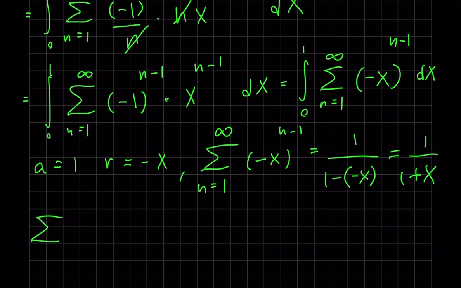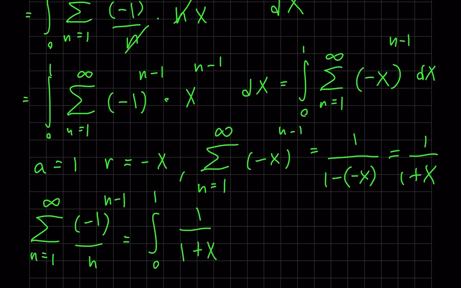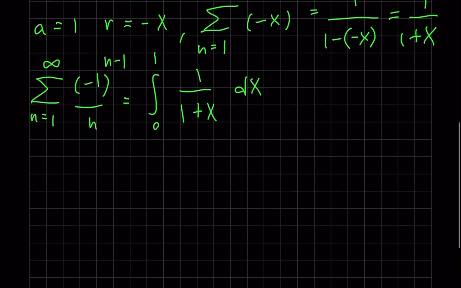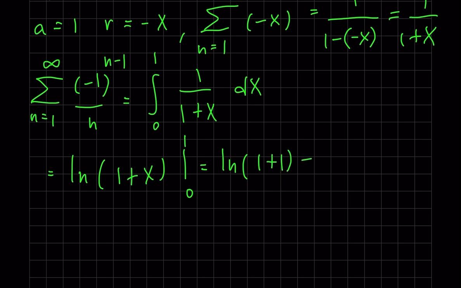So you could say that the sum from 1 to infinity of (-1) raised to n minus 1 over n is just the integral from 0 to 1 of 1 over 1 plus x dx. And that integral evaluates to the natural log of 1 plus x, evaluated from 0 to 1. This is equal to the natural log of 1 plus 1 minus the natural log of 1 plus 0, which is equal to the natural log of 2 minus the natural log of 1.